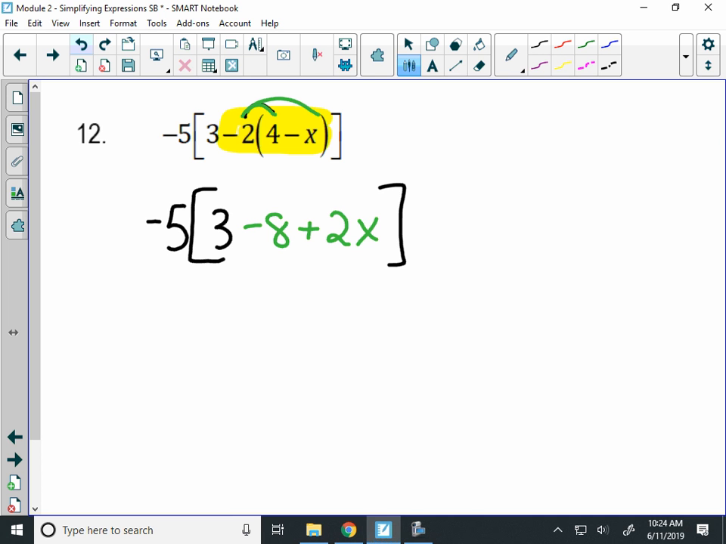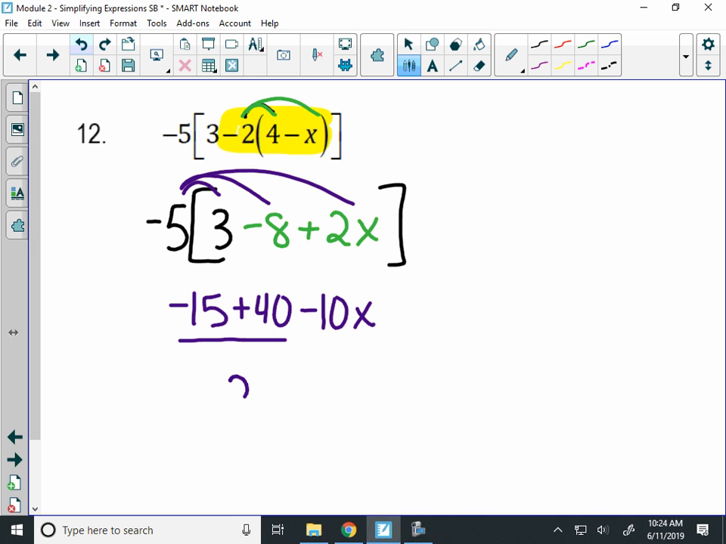Now this time, I'm going to distribute the -5 first. I think it just makes it a little bit faster, but you could combine like terms. Or we're going to distribute everything. -15 plus 40 minus 10x. And then when you simplify here, -15 plus 40 is 25 minus 10x. And that's your final answer.